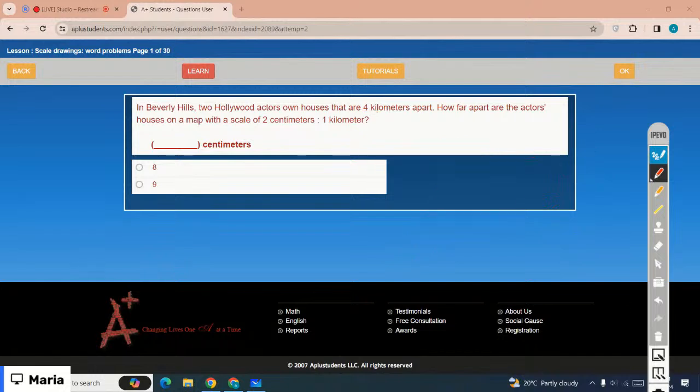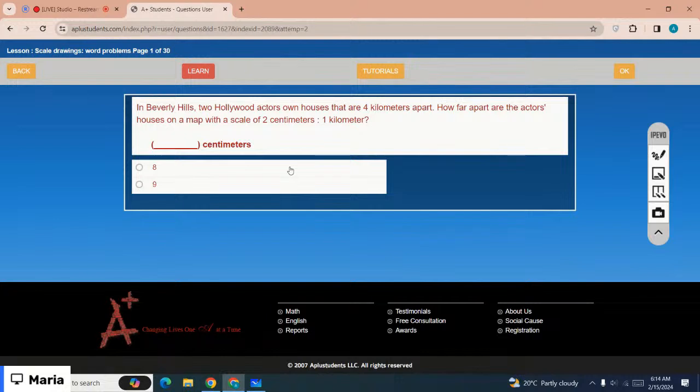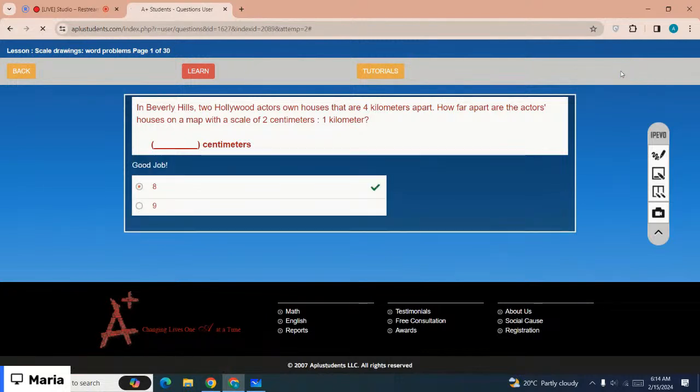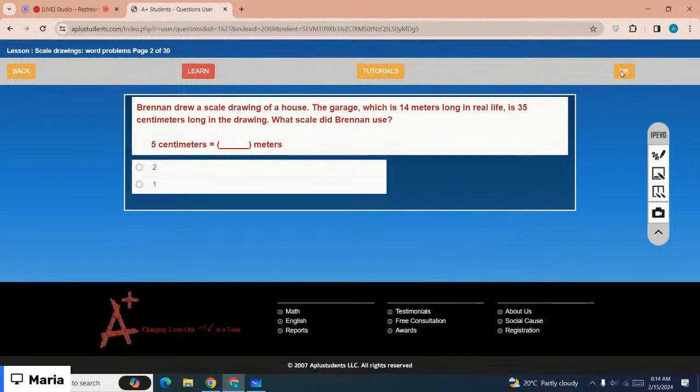Okay, the next one is: Brennan drew a scale drawing of a house. The garage, which is 14 meters long in real life, is 35 centimeters long in the drawing. What scale did Brennan use?